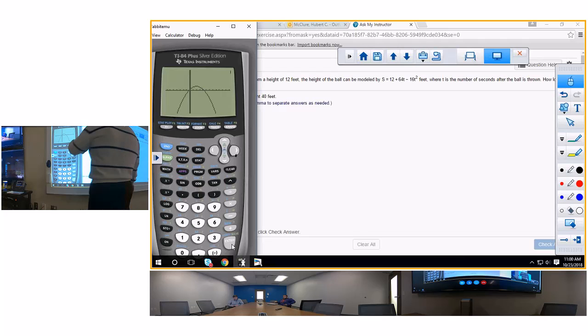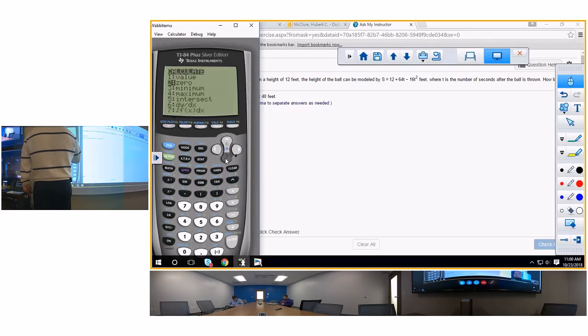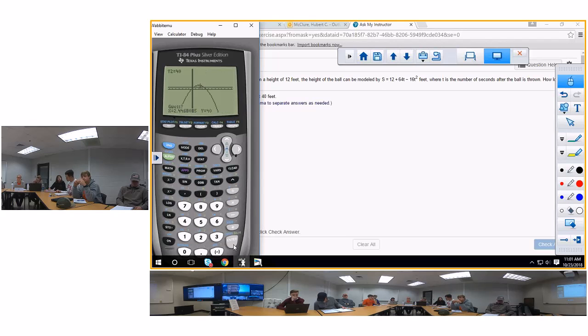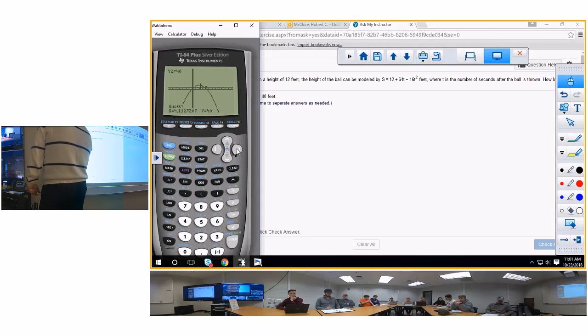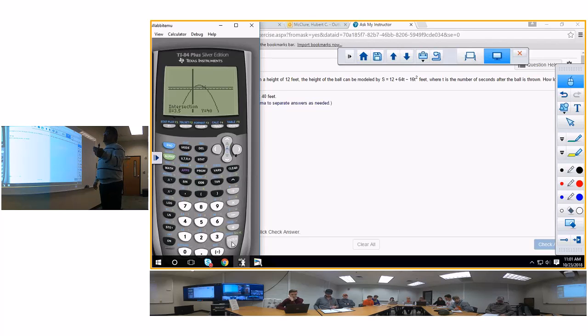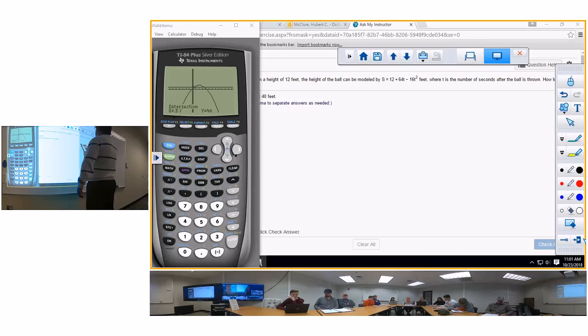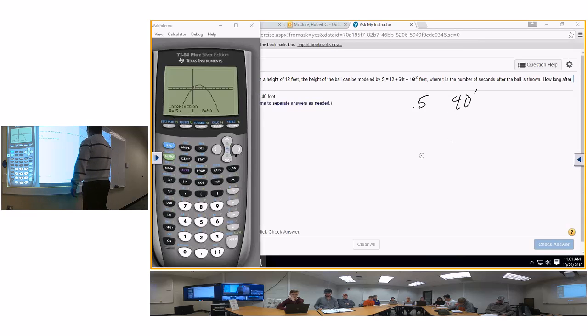There it is. And 40 and the 2 spots. Second, calculate and go to the intersection, first curve, last curve. Here's one of them, so there's 3.5. So at 3.5 seconds is 40 feet. And the other one, second, trace, intersect, and I'm going to type in enter, and 0.5 seconds. So at 0.5 seconds, it's at 40 feet, and at 3.5 seconds, it's at 40 feet.